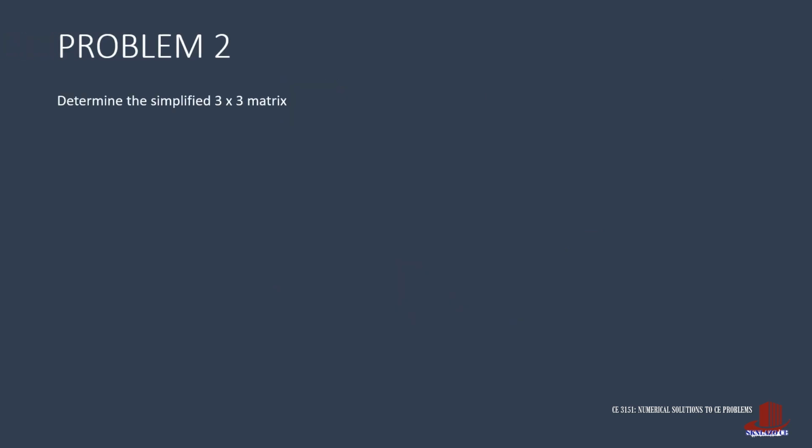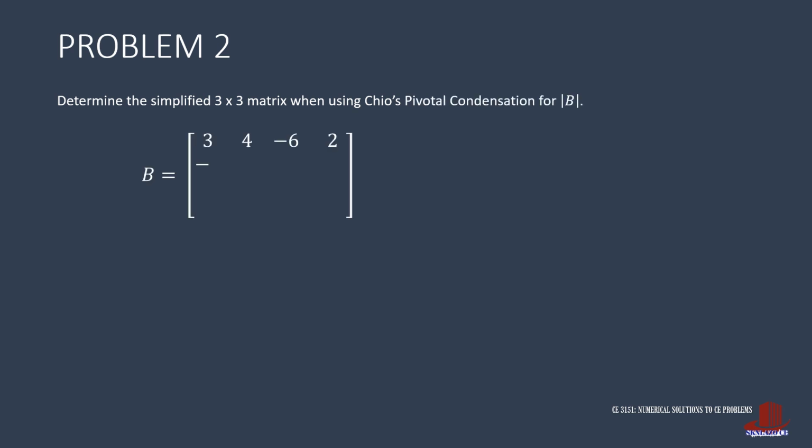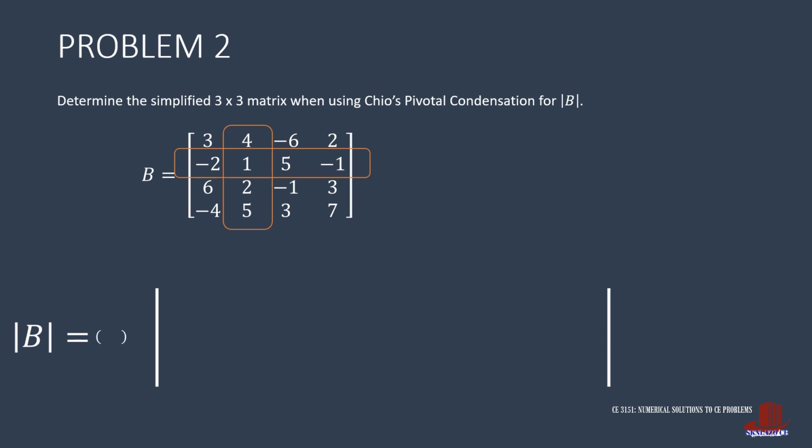The second problem includes Chio's pivotal condensation method for the determinant of matrix B, although it only requires the resulting 3 by 3 matrix. Using the method, the first rule is to look for an element equal to 1, then use it as a pivot element, which means cover the row and column of the element. For this example, the pivot element is at element 2, 2. The resulting determinant of B, then, is the scalar of negative 1 raised to the location of the pivot element, which is 2 plus 2.